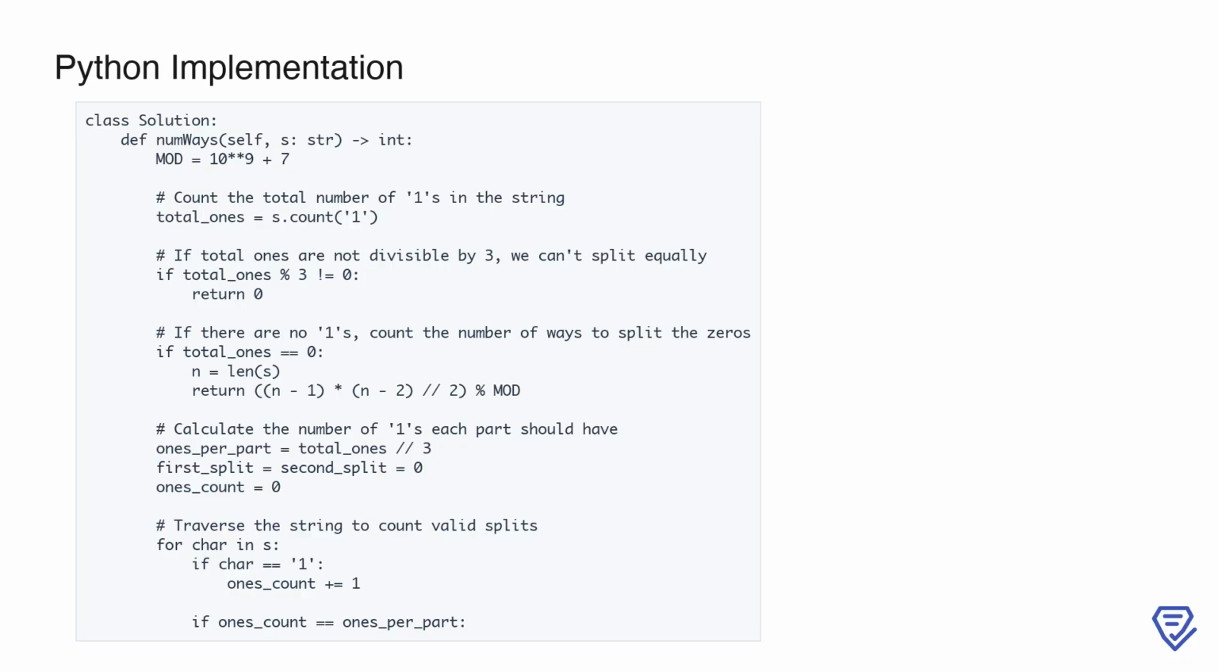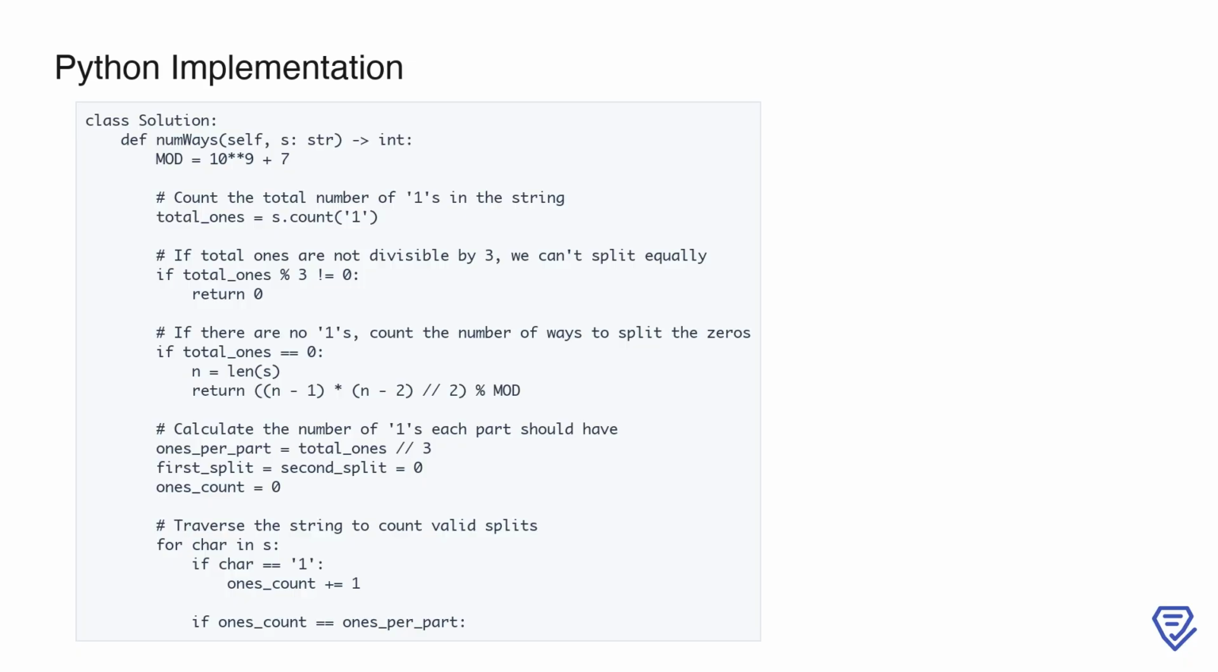After handling this edge case, we calculate the number of ones each part should contain by dividing the total_ones by 3. We then initialize two variables, first_split and second_split, to 0, which will keep track of valid splits for the first and second parts of the string respectively. Additionally, we define a ones_count variable to count the cumulative number of ones as we traverse the string.